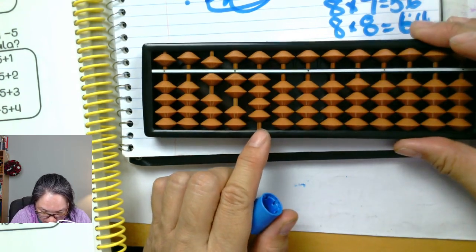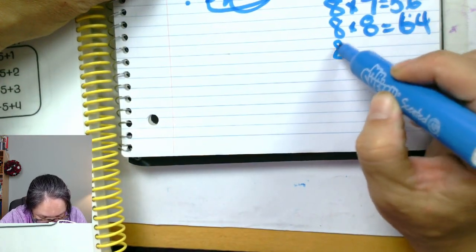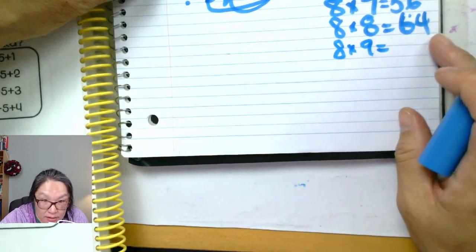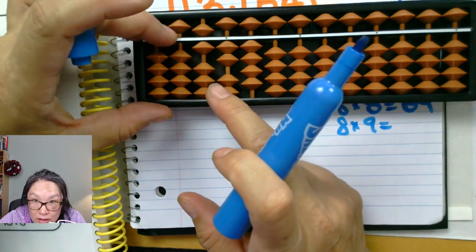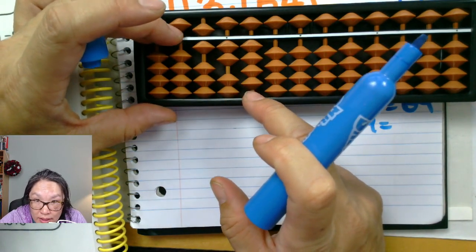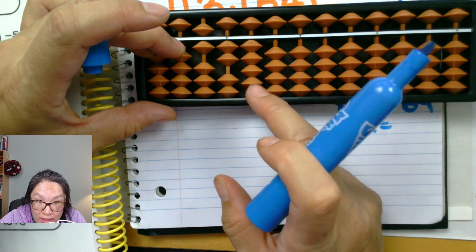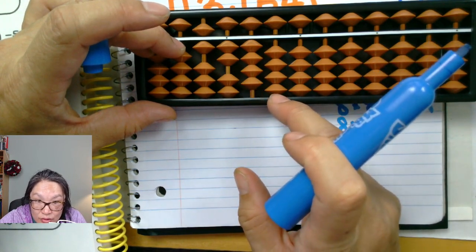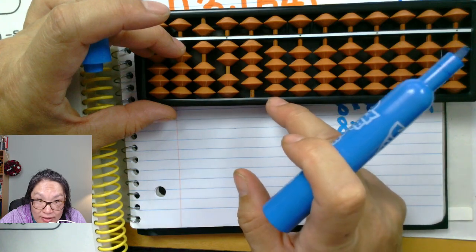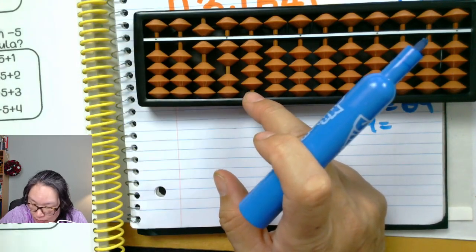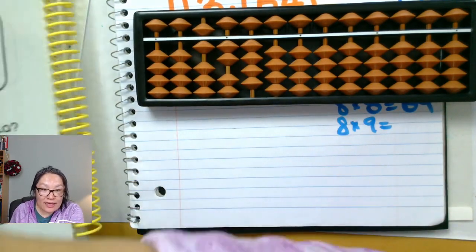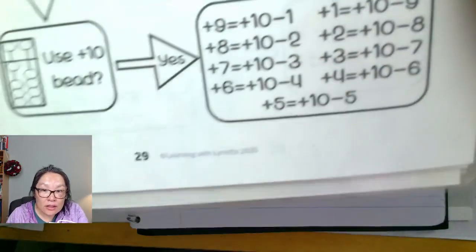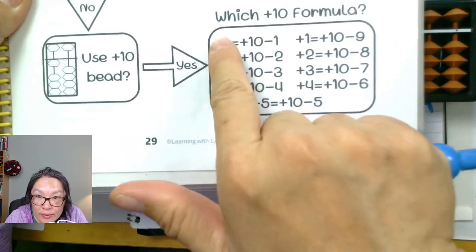8 times 9. What's 8 times 9? 72. Add the 7, add the 2. Can we add the 7? No. Pancho, do you remember how to add the 7? How do we add the 7? Do you remember?